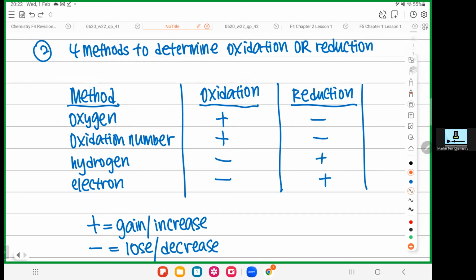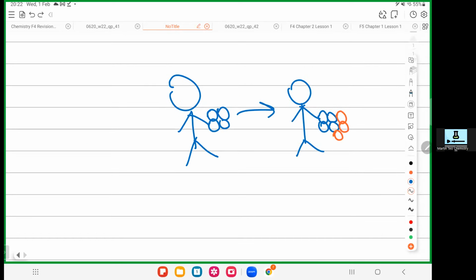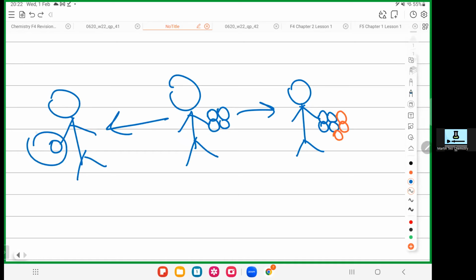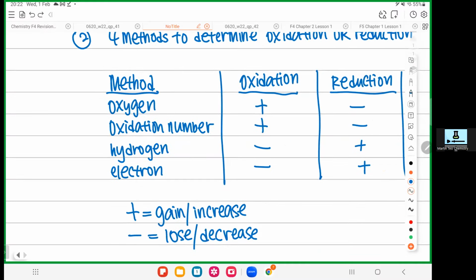Same thing in reverse: if I decrease the oxygen, I undergo reduction. Let's say initially I have 4 oxygen in my hand, and all of a sudden it becomes only 1 oxygen. So I lose oxygen, right? From 4 oxygen, only 1 left. I lose oxygen, so that is reduction. That's it, this is the oxygen method. We will learn more later.